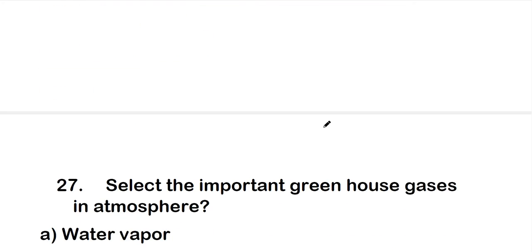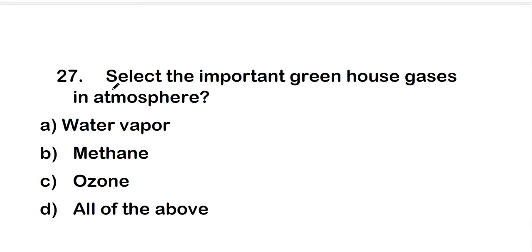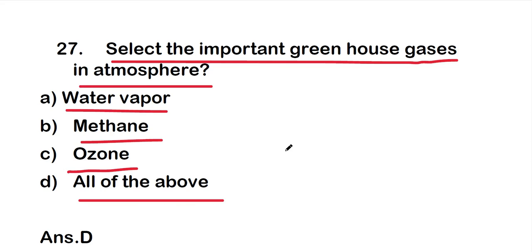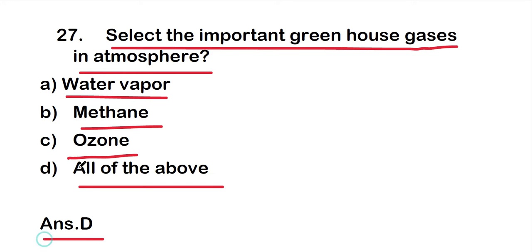Okay, so the next question is, select the important greenhouse gases in atmosphere. And the options are water vapor, methane, ozone, or all of the above. And the right answer is option D, it is all of the above. So water vapor, methane, ozone, all are important greenhouse gases in atmosphere.